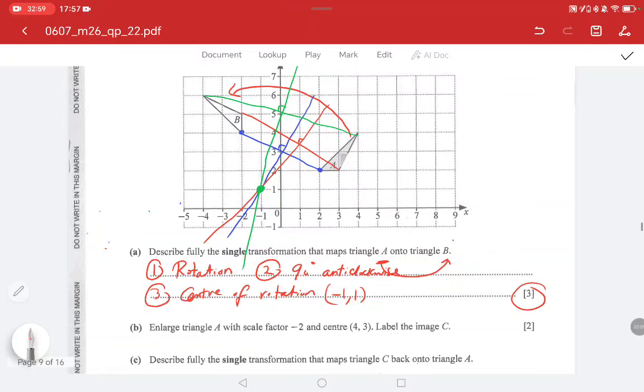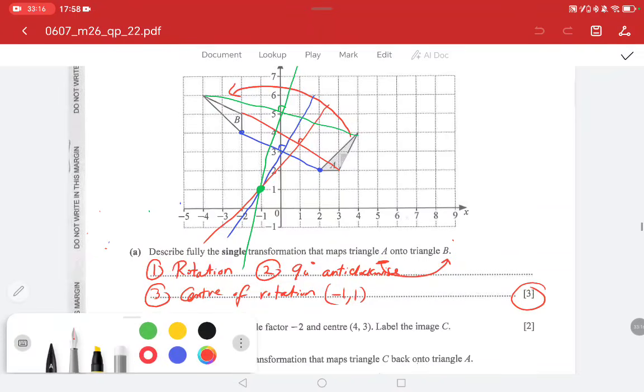Okay. Enlarge triangle A with the scale factor -2. So 2 itself means it will be bigger by 2. You multiply every side by 2. And negative means it's inverted, like reflection. Okay, let's see what to do then.